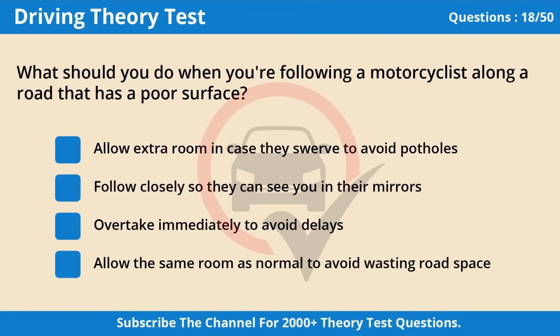Question 18. What should you do when you're following a motorcyclist along a road that has a poor surface? A. Allow extra room in case they swerve to avoid potholes. B. Follow closely so they can see you in their mirrors. C. Overtake immediately to avoid delays. D. Allow the same room as normal to avoid wasting road space.